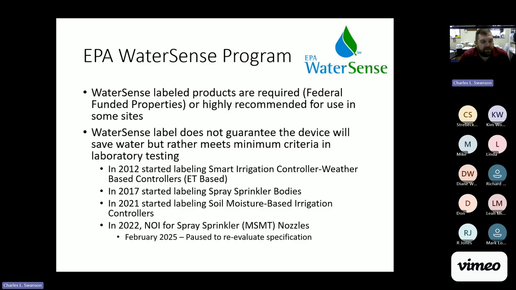And then most recently, WaterSense released a notice of intent to come out with a label in 2022 for sprinkler nozzles. However, in February of this year, they have put a pause on that specification based on feedback from the industry. And so they're now taking a step back and reevaluating that specification because it covered a lot of different sprinklers in its scope. And so they're working with the industry to reassess that specification and move forward at a later time.